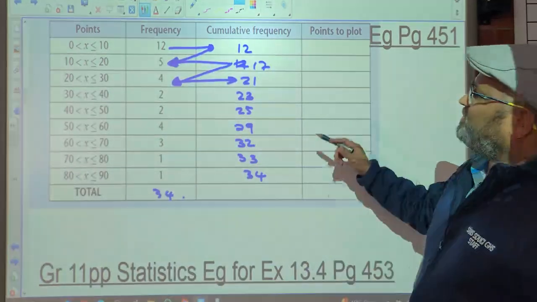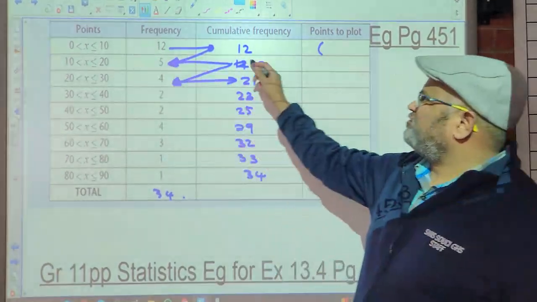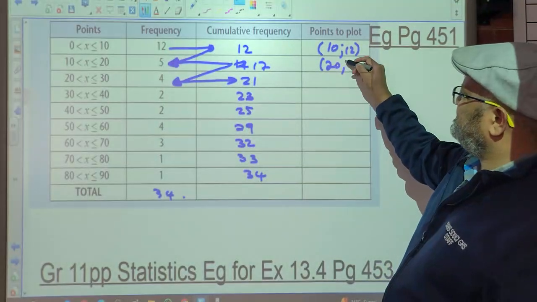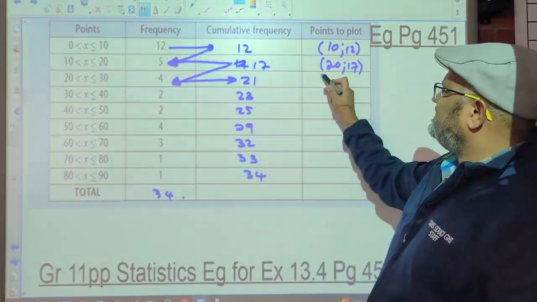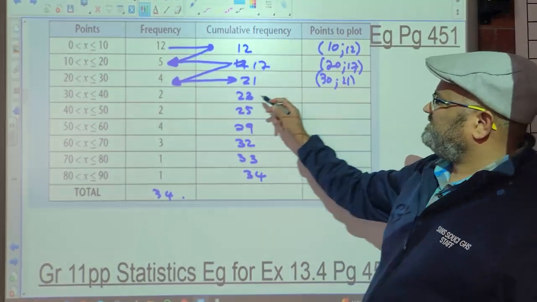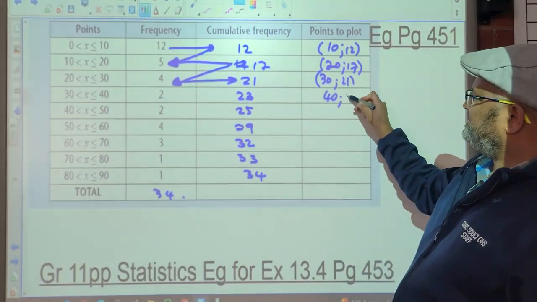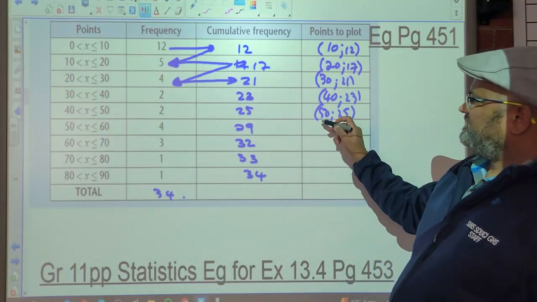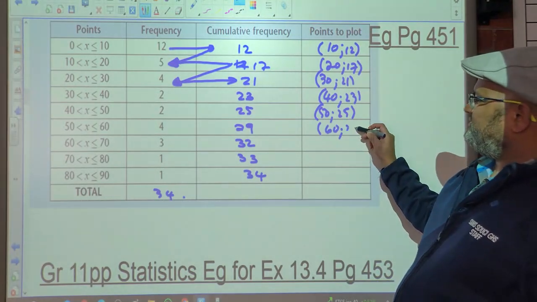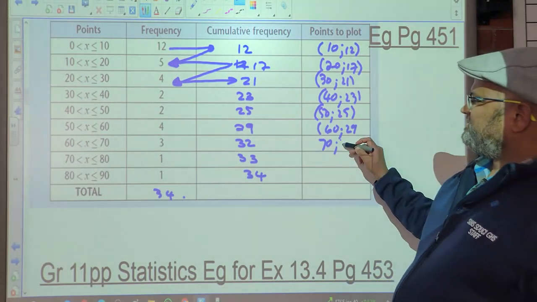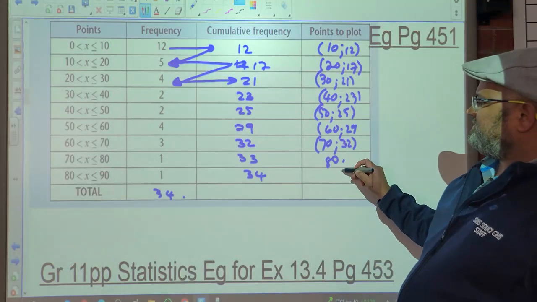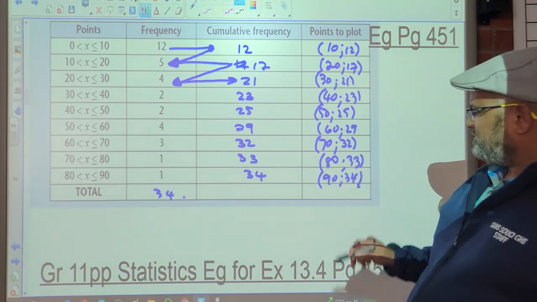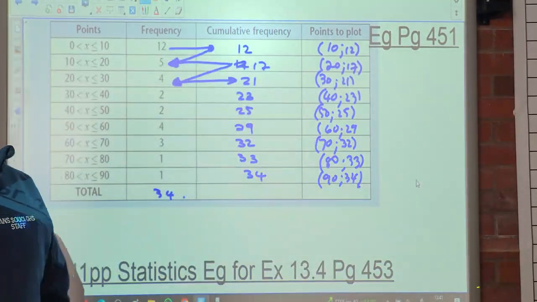What values must be plotted? The points to be plotted are going to be 10 and 12, then 20 and 17, then 30 and 21, then 40 and 23, then 50 and 25, then 60 and 29, then 70 and 32, then 80 and 33, then 90 and 34. You guys understand?